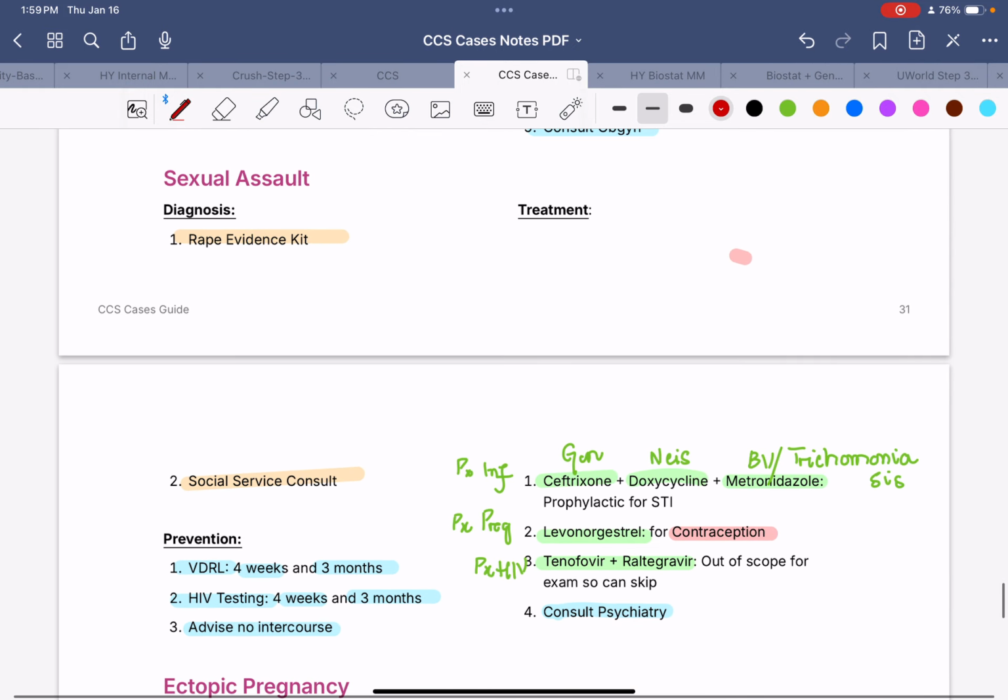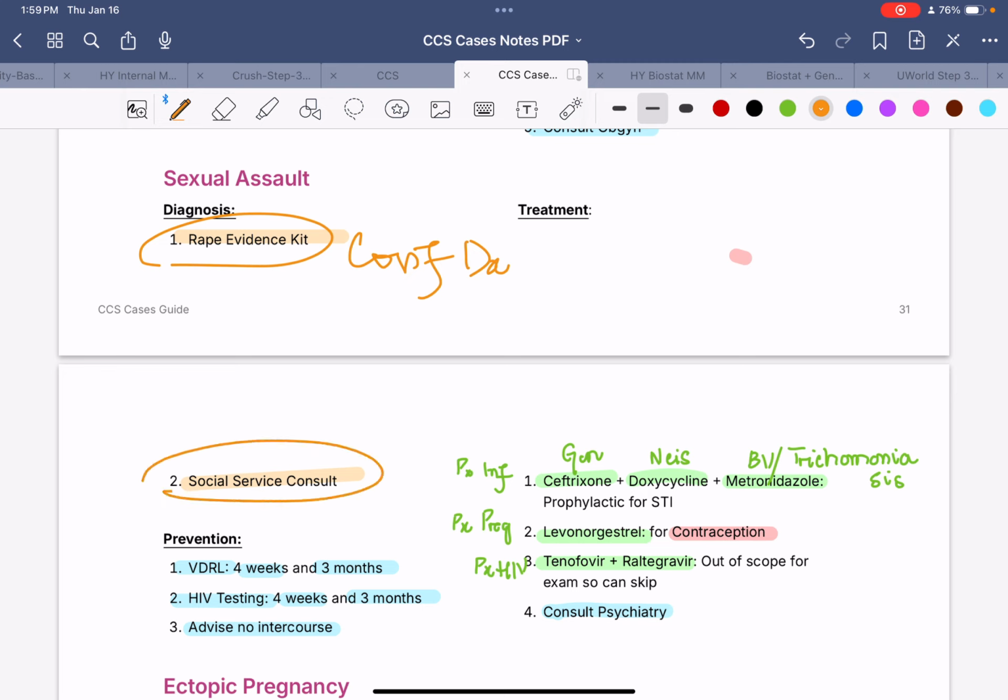So next off, we have sexual assault, right? In sexual assault, the first goal of diagnosis is to establish some sort of evidence, right? And that is, you can say, confirm the diagnosis, right? So first of all, you will do a rapid evidence kit. And next off, you are going to consult social services, because again, you have to do something on your part, provide the evidence on your part, and transfer this information to the relevant department, which is social services.